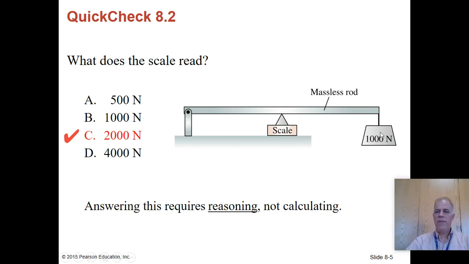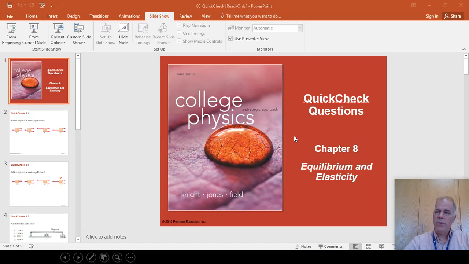So we have 1,000 newtons pulling downward at a long distance from the hinge. So our rules of torque tell us that it's got to be twice the force if it's acting at half the distance, which it is. So it's going to be 2,000 newtons. And you can use math for that one if you want. Calculating will work fine. And that's it. So anyway, hope that was helpful.